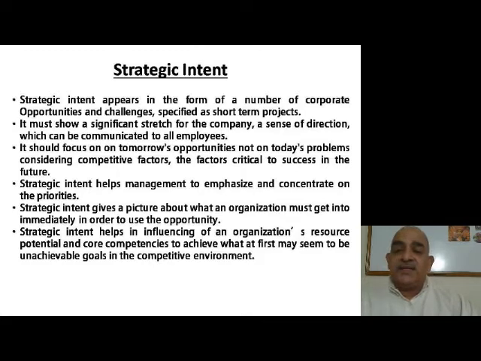The third step here is strategy formulation, where you develop the tools and techniques for the future and to compete in the market. Then you go for strategy implementation. Whatever you have decided, you will go for implementation of that, and then you go for strategic evaluation and control. Now let us understand the first topic.